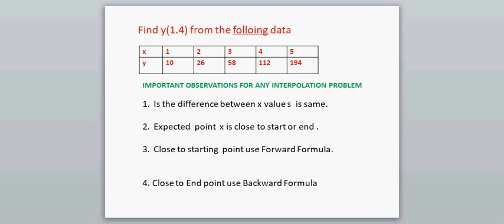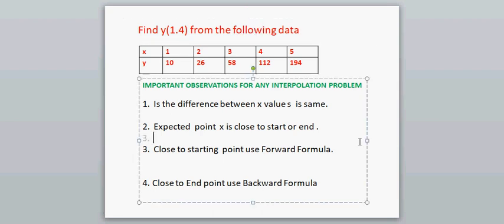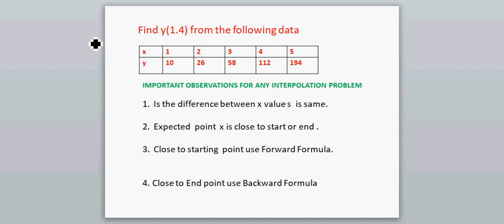To solve any interpolation problem, first we need to check whether it is an equal interval interpolation problem or an unequal interval interpolation problem. That means when you see the x values, if there is a common difference between two consecutive x values, say for example in this case the difference is 1, and the difference between these two consecutive x values is also 1. The same way from 4 to 5. So this type of problem we call an equal interval interpolation problem.